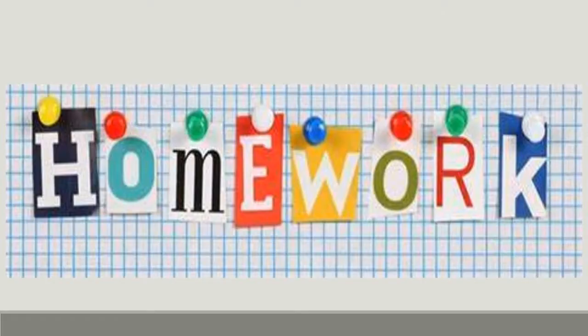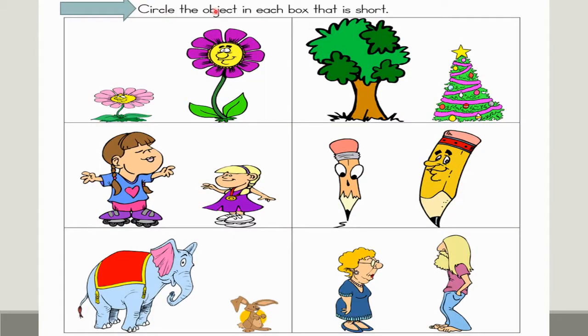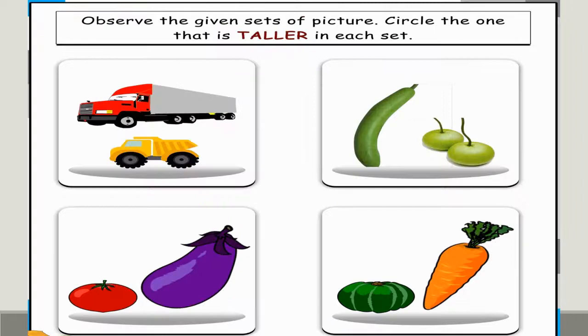Now children, homework time. Circle the object in each box that is short. Here some pictures are given. All of you, in each box, circle the picture which is short. Observe the given sets of pictures. Circle the one that is taller in each set. Here in each box two pictures are given. Circle the picture which is taller.